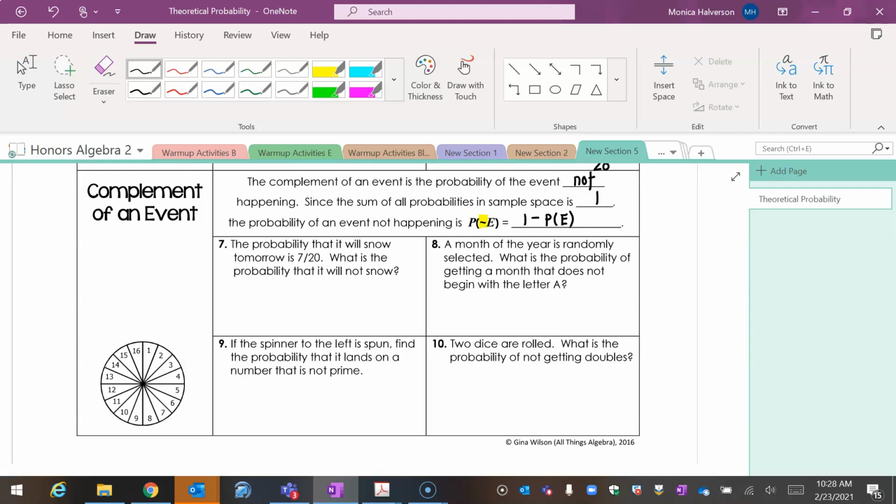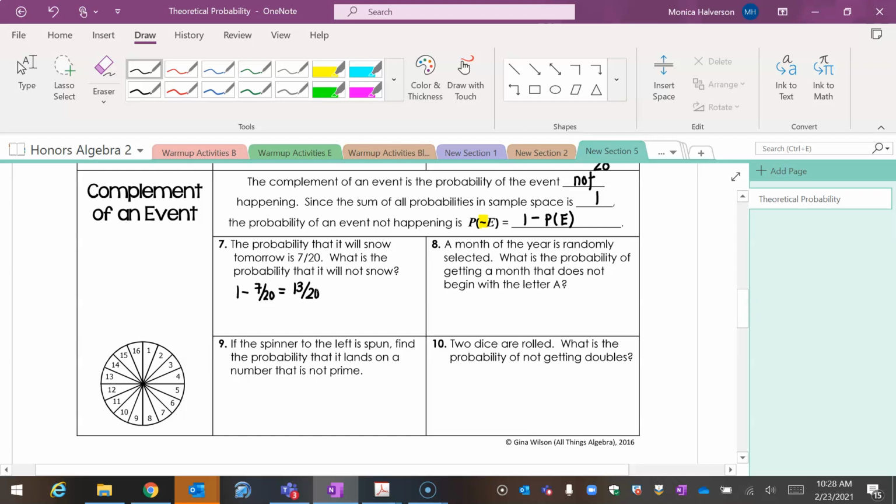So let's look at number 7. The probability that it will snow tomorrow is 7/20. What is the probability that it will not snow? 1 minus 7/20, which will give us 13/20 as the probability.